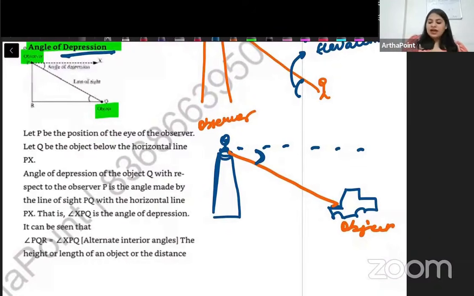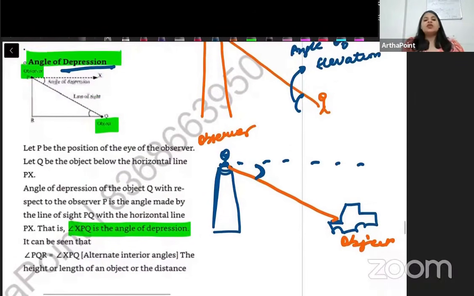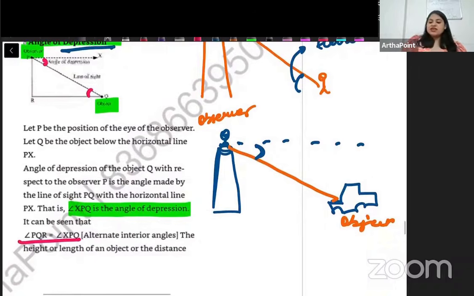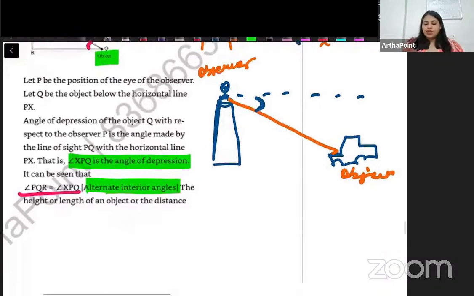Now, the angle of depression thus formed is XPQ. This is the angle of depression formed. Now, what does it say? It says that angle PQR, this one, is equal to angle XPQ, this one. And what is the reason? These are alternate interior angles, and we know that alternate interior angles are equal to each other.